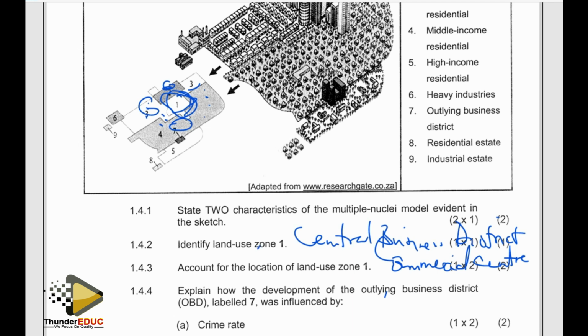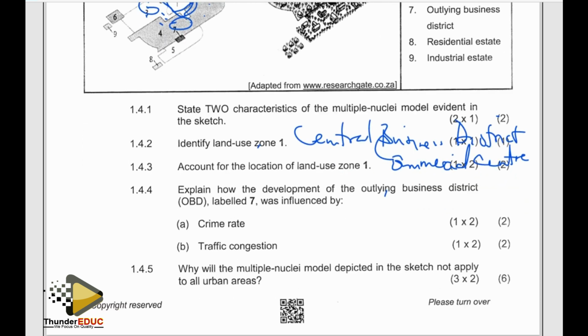Right, we move on to the next question, number 1.4.4. Explain how the development of the outlying business district OBD labeled number 7 was influenced by crime rates and traffic congestion. Right, we are analyzing the problem of the development of the OBD as a result of those urban settlement issues of crime rate and traffic congestion.